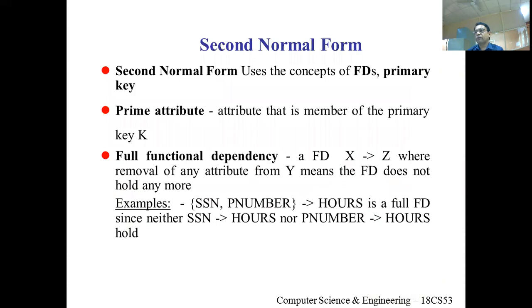Second normal form is based on the concept of functional dependencies and primary key. For a relation to be in second normal form, it should be in first normal form, and then we have to test the relation for second normal form. The normalization definition says that the relation has to pass a series of tests to certify that it satisfies certain normal forms.